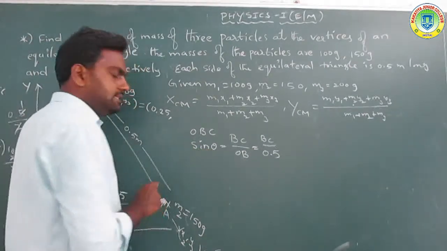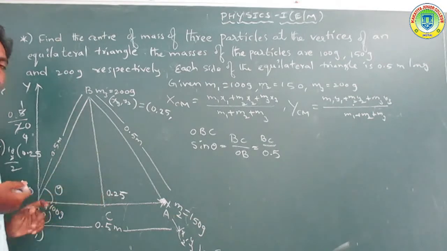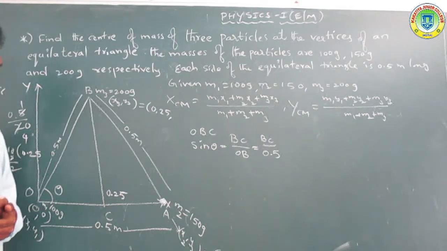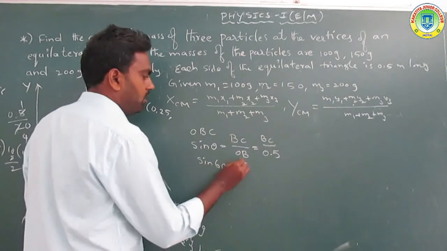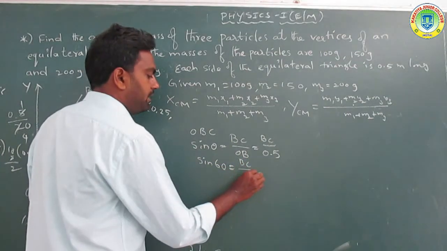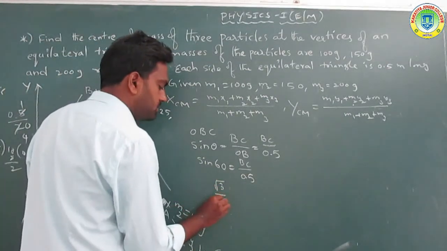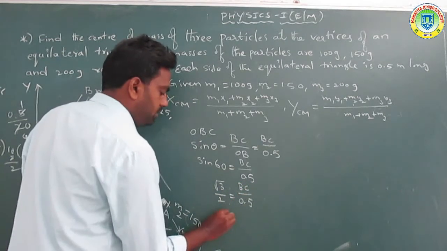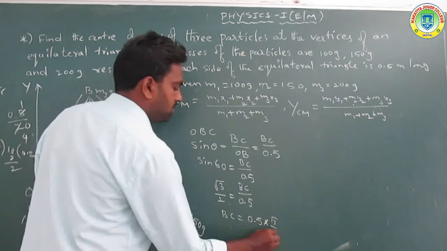Now, as given in the problem, this is an equilateral triangle. The total is 180 degrees, so each angle is 60 degrees. So sin 60 equals BC by 0.5. Sin 60 has the value root 3 by 2, so root 3 by 2 equals BC by 0.5. So BC is equal to 0.5 into root 3 by 2.